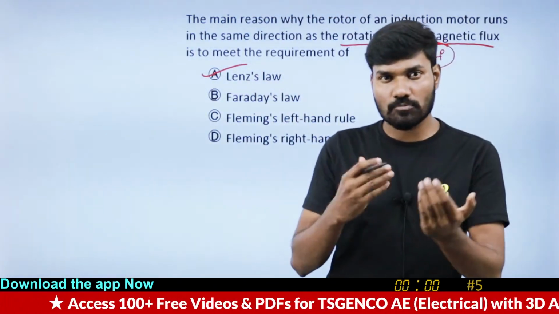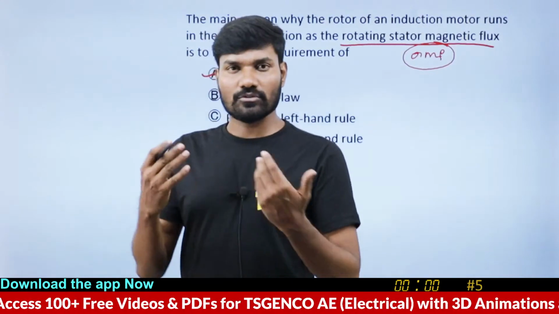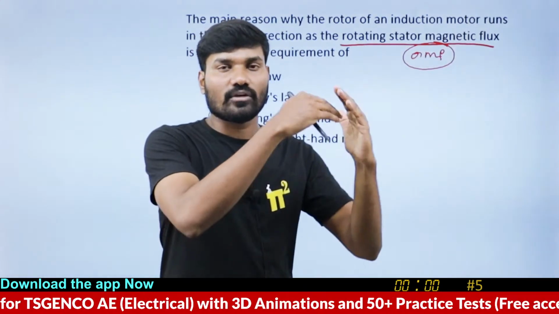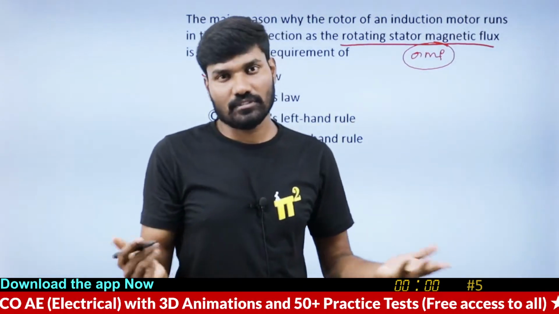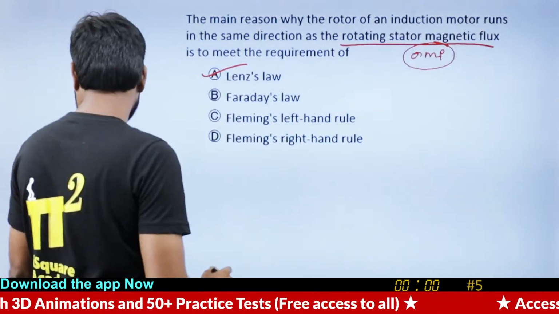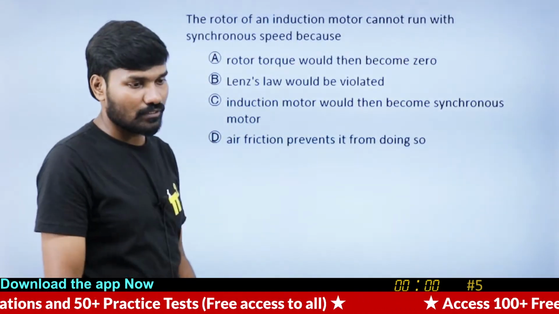What is creating it? The relative speed is creating the cause. So to reduce the relative speed, the motor has to pick up the speed, and it is going in the same direction as the RMF. So the relative speed between these two is reduced. Lenz law is there. Okay, so yeah, next one.